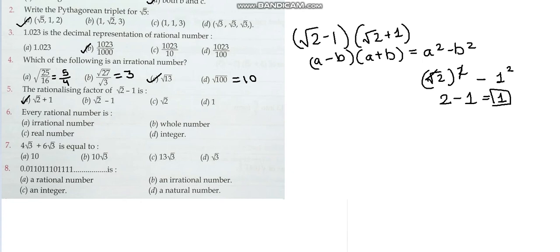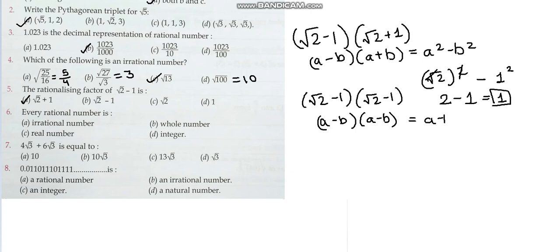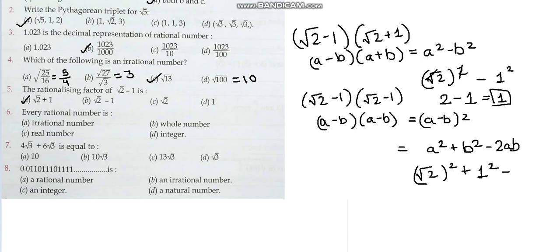It is not B because when root 2 minus 1 is multiplied by root 2 minus 1, it gives us the identity of a minus b whole square. And so it would become a square plus b square minus 2ab, that is root 2 square plus 1 square minus 2 root 2 and 1. That would be equal to root 2 square is 2 plus 1 minus 2 root 2, 3 minus 2 root 2, which is not a rational number.